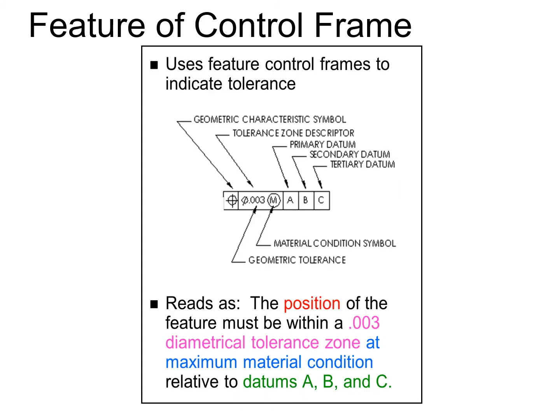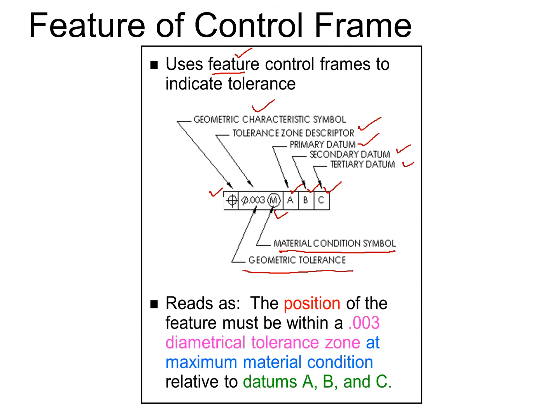So this is the feature control frame that we talked about, and this feature control frame uses different symbols that we identified in the previous slides, and here you can see the position of a certain feature having diameter 0.03, that is the material condition. We will talk about this in the later slides, and then we mention the datum surfaces. So one is the geometric characteristic symbol, the other is the tolerance zone description, and then we have primary, secondary and tertiary datum. One is the geometric tolerance and the other is the material condition symbol.